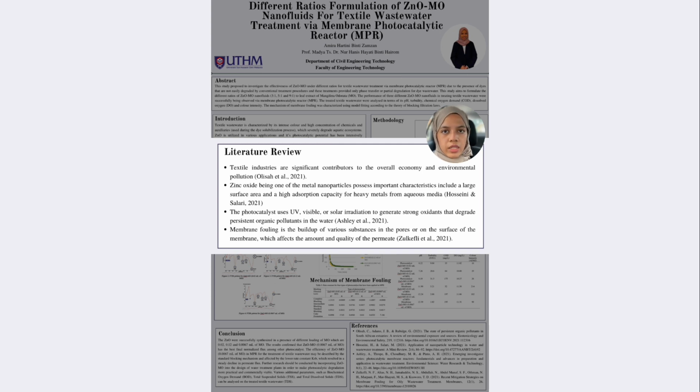Membrane photocatalytic reactor MPR is a system that combines photocatalysis and membrane filtration to generate a high-quality permeate. Strong oxidizing radicals are produced by photocatalysis, which degrades the pollutant. Membrane fouling is the build-up of various substances in the pores or on the surface of the membrane, which affects the amount and quality of the permeate.